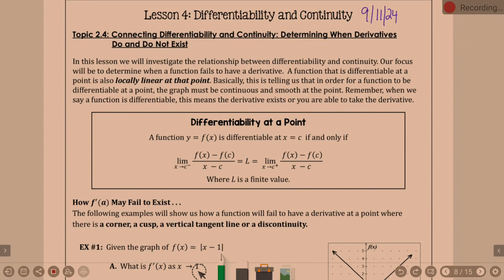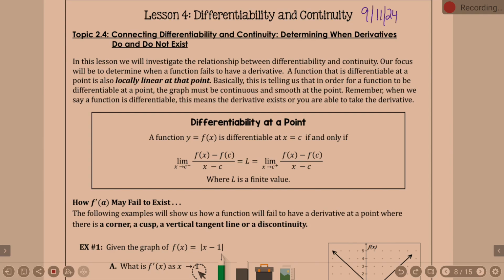Lesson 4 is differentiability and continuity. Gosh, can't talk here. So we are connecting them today: connecting differentiability and continuity and determining when the derivatives do and do not exist. We talked the other day about, for instance, the sharp points, where derivatives do not exist. So coming back to some of that same stuff.